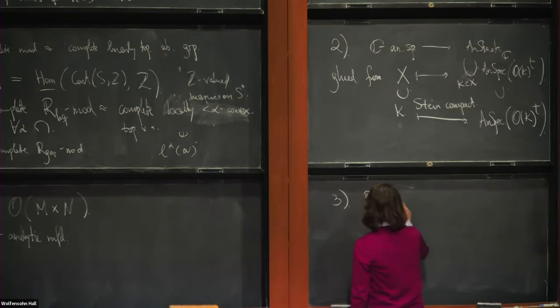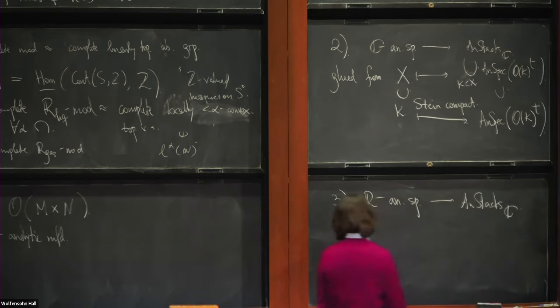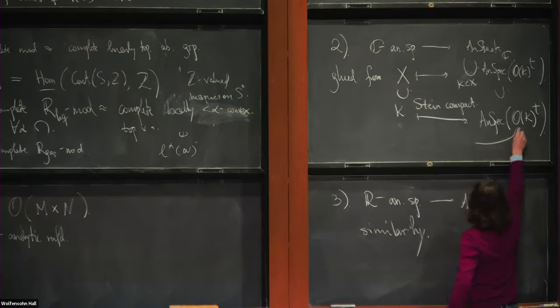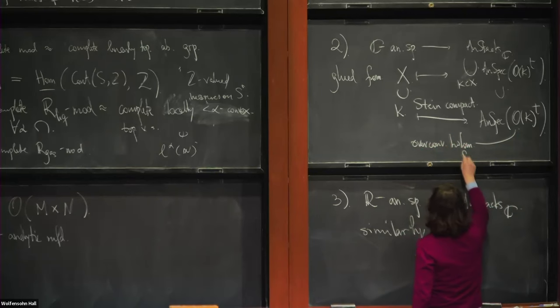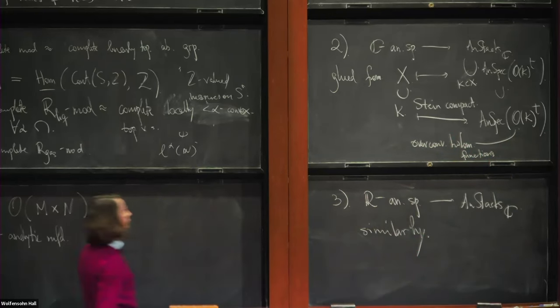So similarly, you can go from real analytic spaces to analytic stacks. Still over C. I mean, these could also map to the analytic stacks over R, but I don't want to get into that. This is constructed in basically the same way. So again, there is a notion of Stein compact subset of a real analytic manifold, and you can again define the algebra of overconvergent holomorphic functions. Overconvergent means they converge in a slightly larger subset. And this is endowed with its usual topology or its usual condensed structure, which is some dual nuclear Fréchet space.